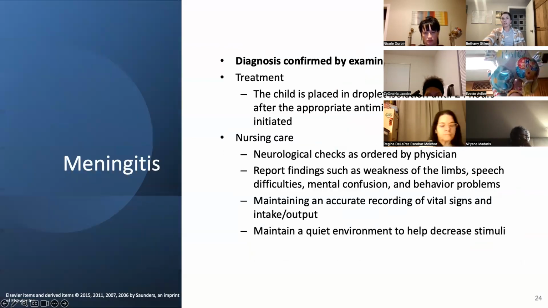We diagnose meningitis by looking at our cerebral spinal fluid through our lumbar puncture. We make sure that they are in droplet precautions until we make sure we have the right antibiotics on board for the first 24 hours. We're going to be doing routine neurologic checks, reporting any weakness of the limbs, speech difficulties, confusion, behavior issues, and then making sure that we're keeping a close eye on our vitals and I's and O's.